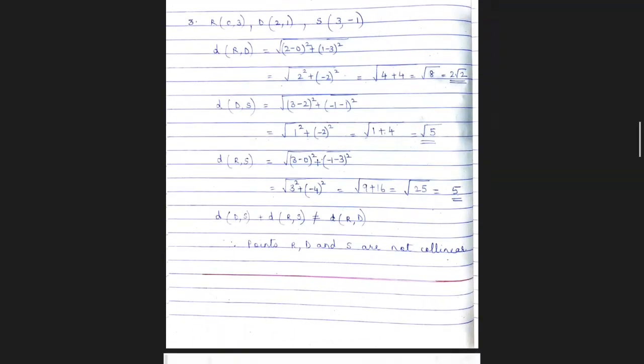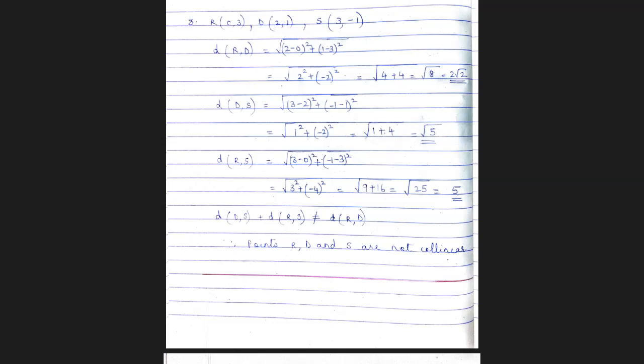Now here also there are few sums. I have done few, one collinear and one not collinear. The other two you can try out yourself. Look at question number 3. So here you have 3 points R, D and S. Find out the distance between RD.